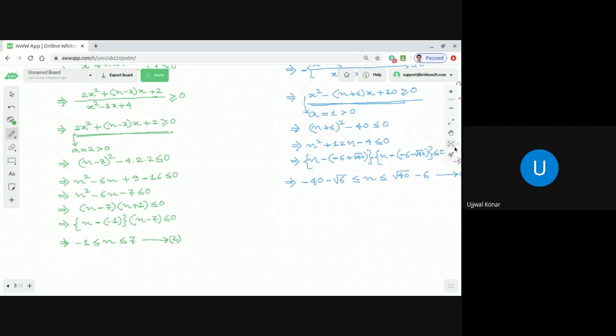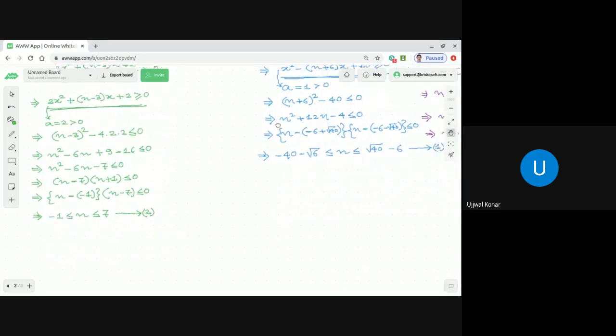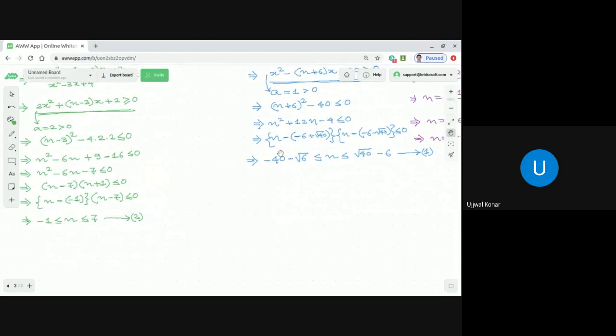Now, dear students, our solution set should satisfy both equation 1 and equation 2. Correct or not? For that, what you need to do is represent all these things on the number line, and find the common solution set, the common interval. Correct? So this is a number line, a big number line, that I am drawing.